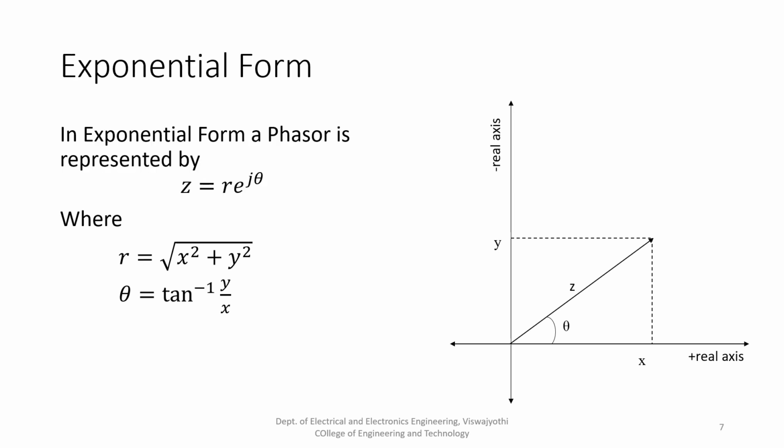And the last form is the exponential form of phasor representation. In exponential form, a phasor is represented by z equals r e raised to j theta, where r is equal to square root of x square plus y square and theta equals tan inverse of y by x.